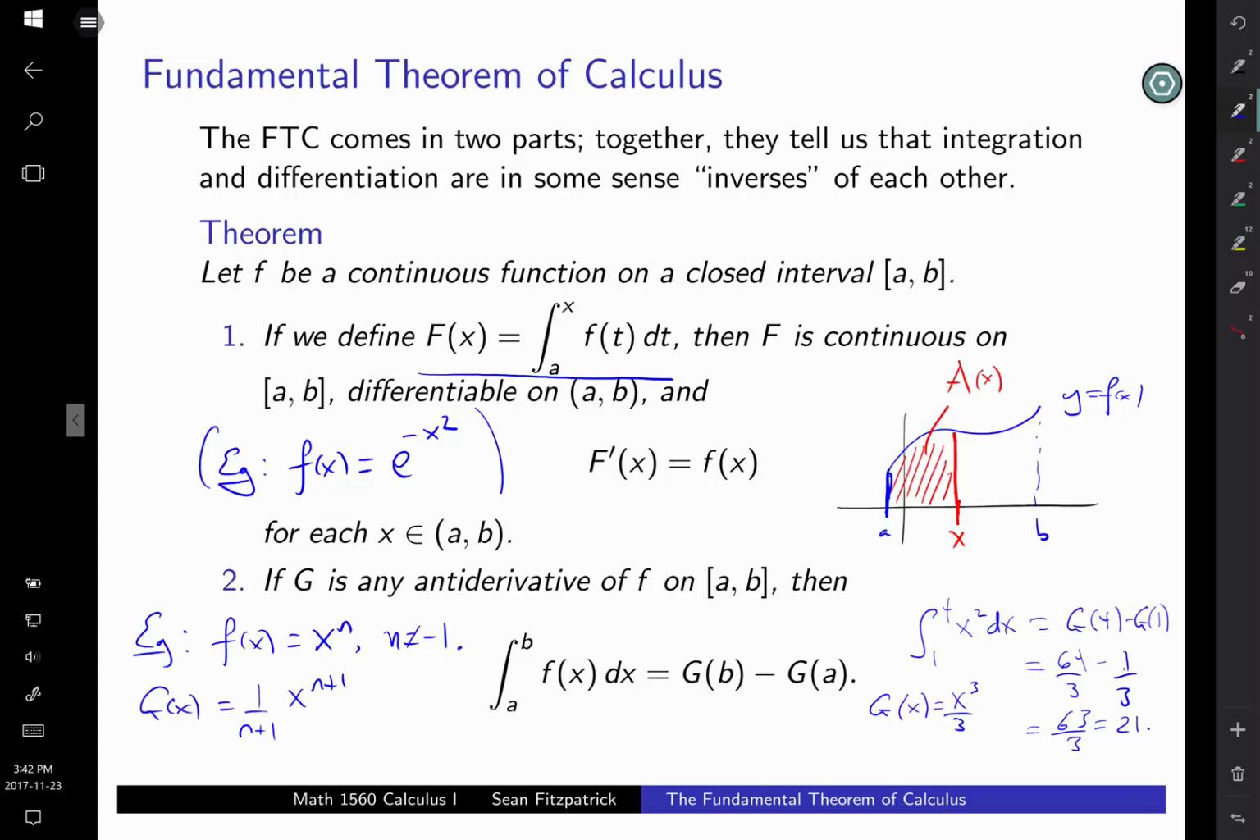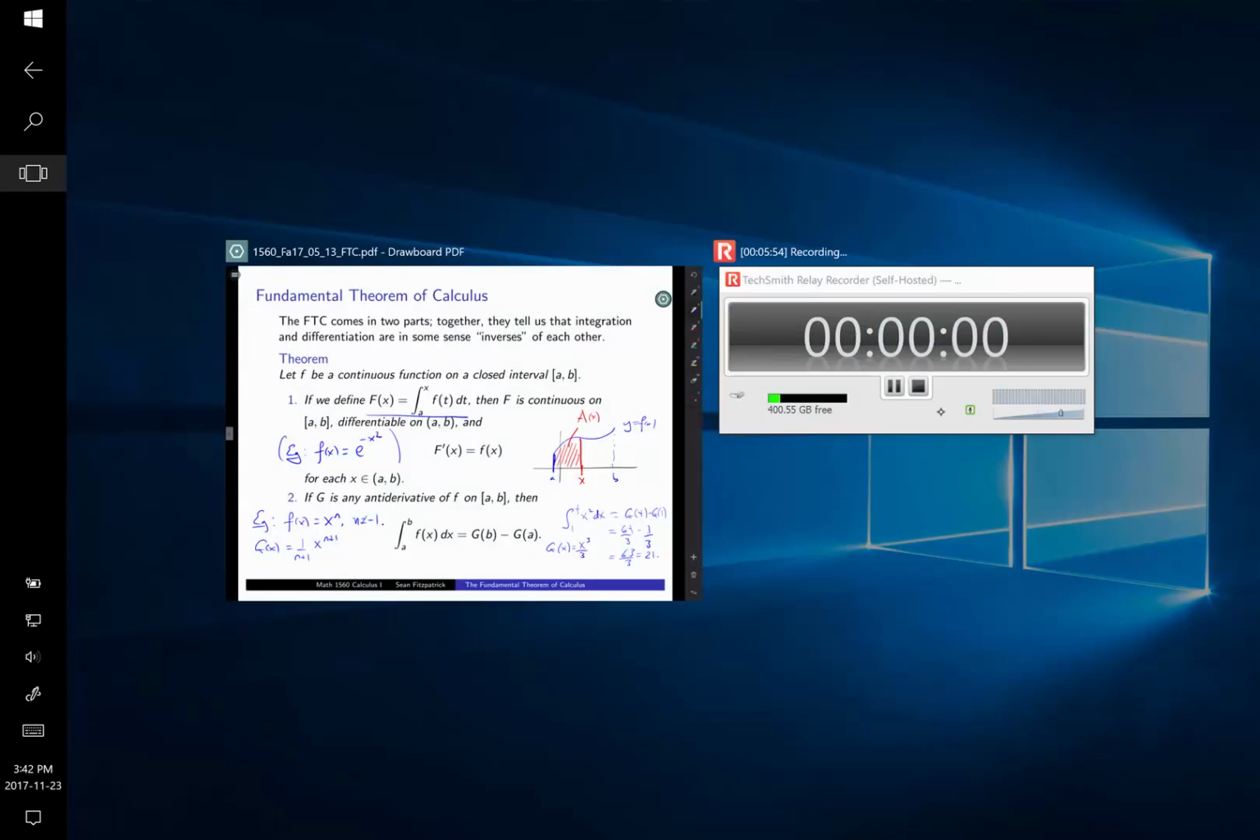So yeah, if we can find an antiderivative, we are happy. So most of the time when you're using the fundamental theorem of calculus, you're using part 2. Because what are you going to be interested in? You're going to be interested in evaluating integrals. Alright, so in the next couple of videos, we will investigate each of these 2 parts in more detail.